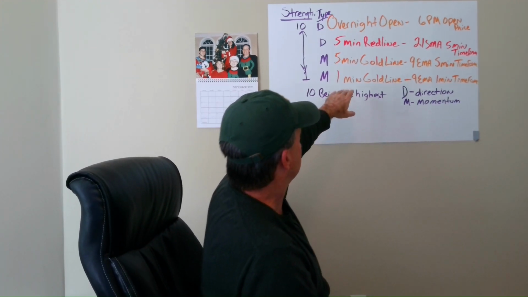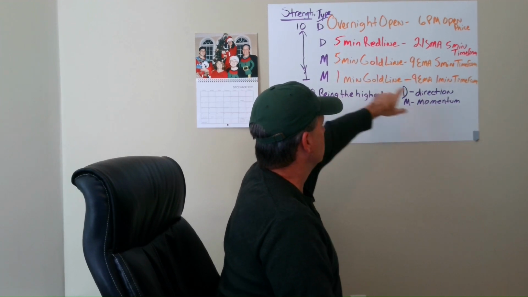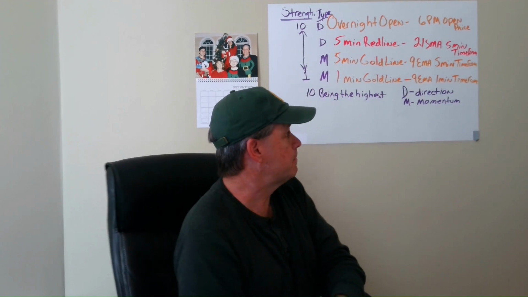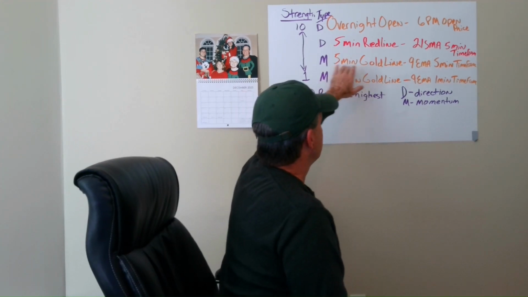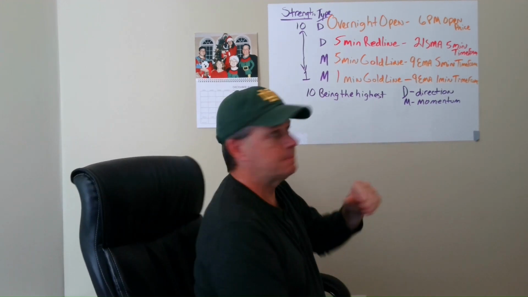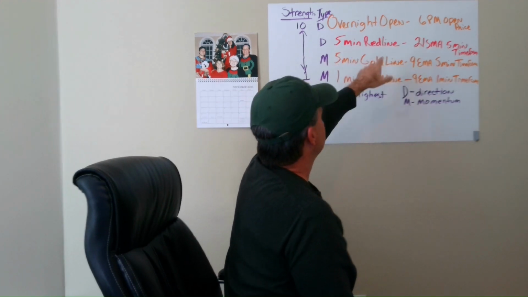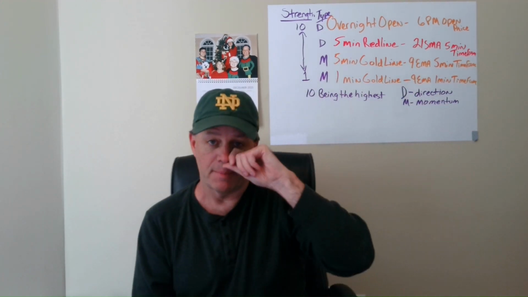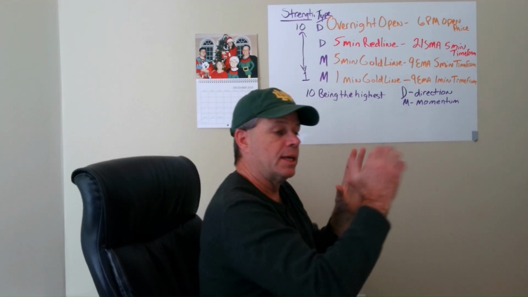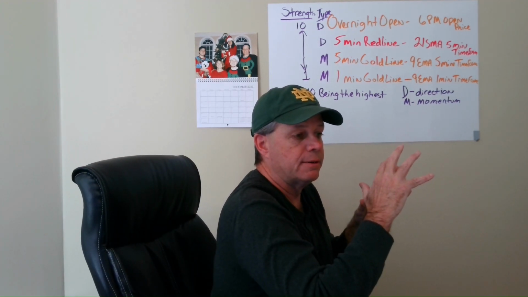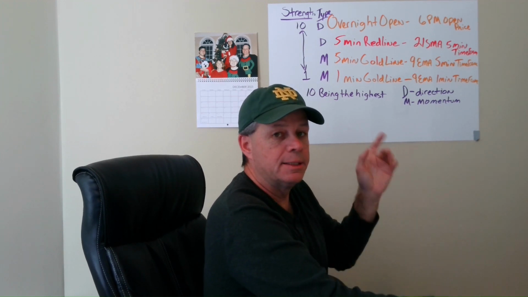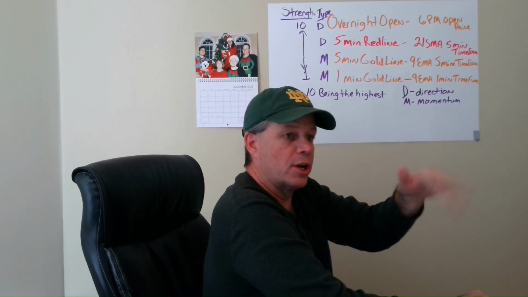Just to summarize for those of you that don't know, we have what's called a 1 minute gold line, which is a 9 EMA off of 1 minute time frame data. We have a 5 minute gold line, which is a 9 EMA off of 5 minute time frame data, so it's a slower moving 9 EMA. We have a 5 minute red line, which is a 21 SMA off of 5 minute data, and that's an even slower moving instrument.